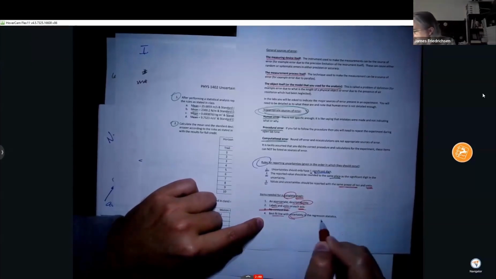We need a best fit line with the uncertainty in the regression statistics. That's the part that's hard to do on other graphing programs, to be honest. It's super easy on Logger Pro. So these are the things we want. And we're going to make this graph of speed versus time.